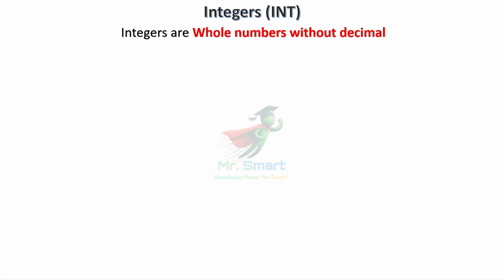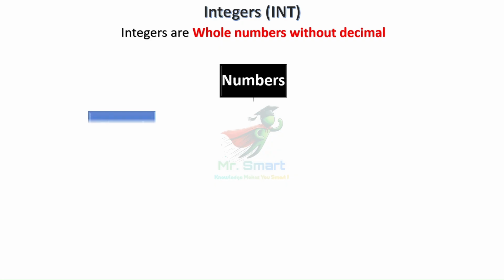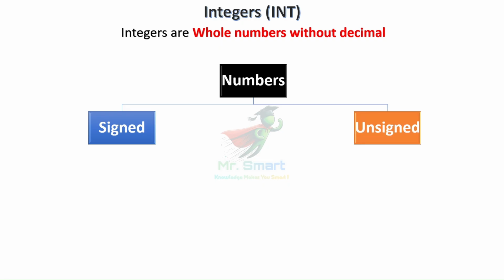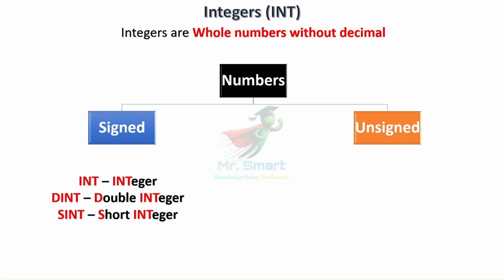Now here is another important concept related to integer data types. And that is the difference between signed and unsigned numbers. A signed number can store both positive and negative values. Integer, double integer, and short integer are signed data types. They reserve 1 bit to represent the sign of the number, which means the value can be either positive or negative. For example, -10, -9, 0, 9, 10.